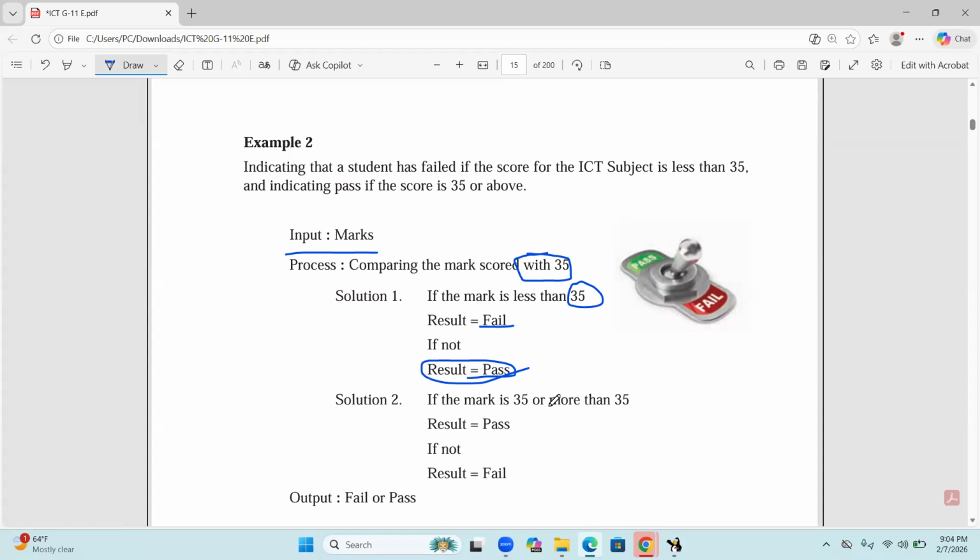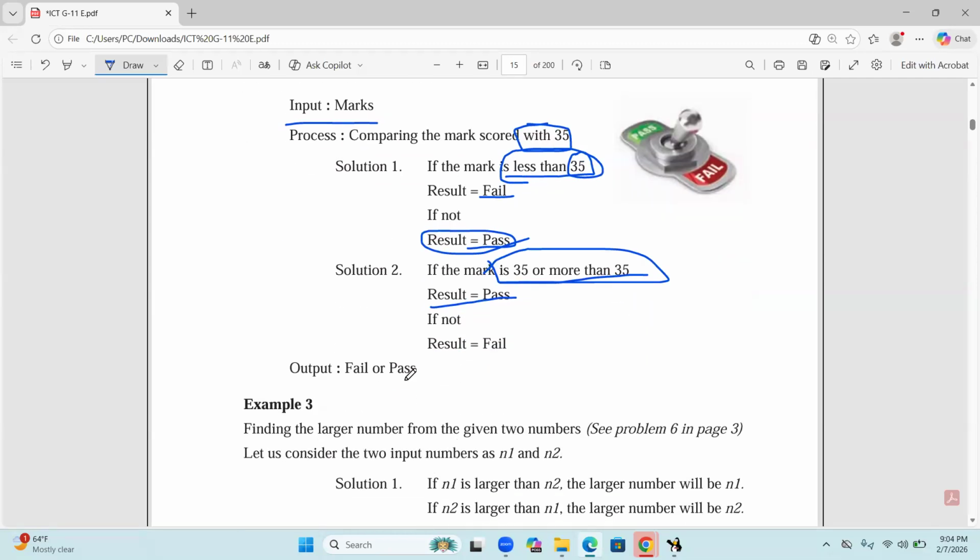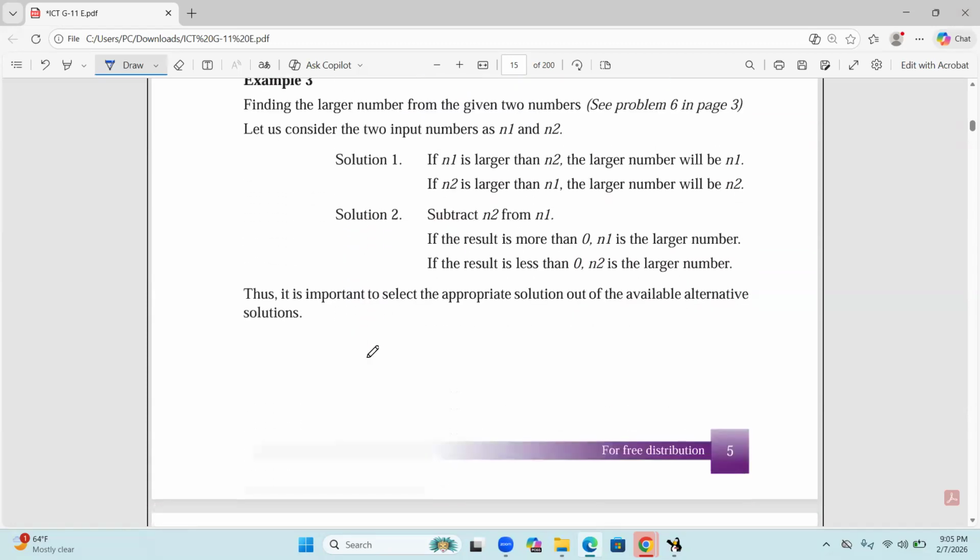If the marks is 35 or more than 35, compare with the criteria. If more than 35, the result should be pass. If not, the result should be fail. So the output of this process is fail or pass. Now example number 3.